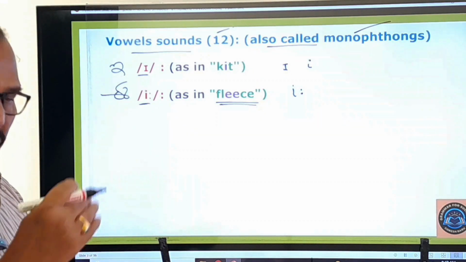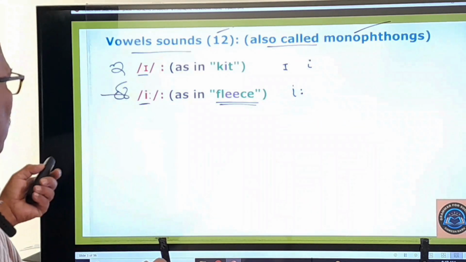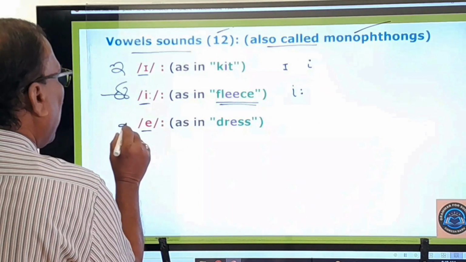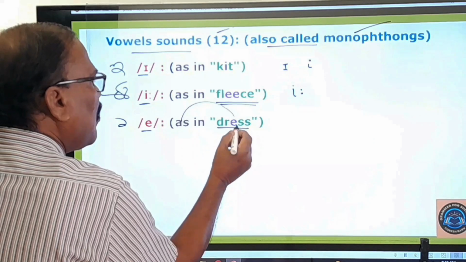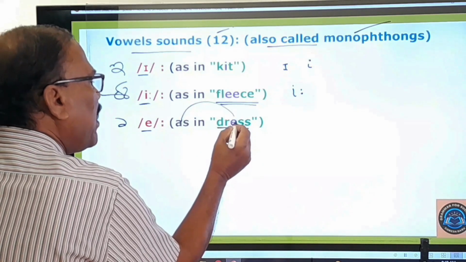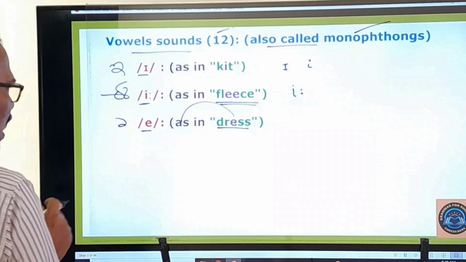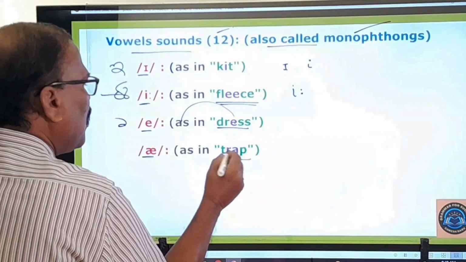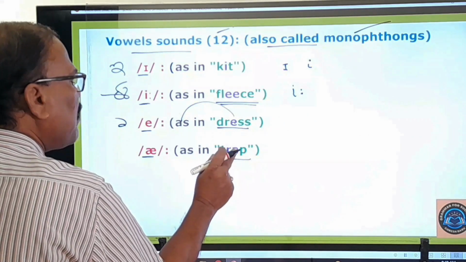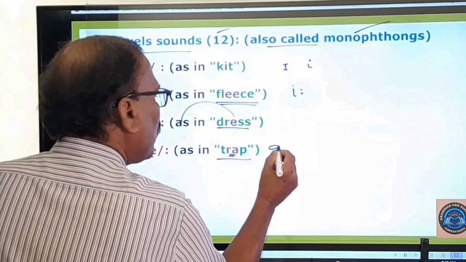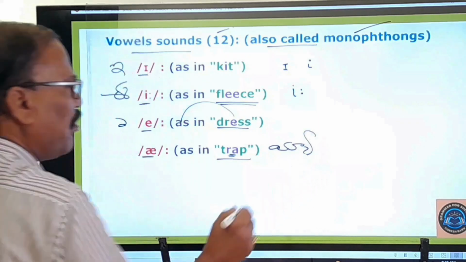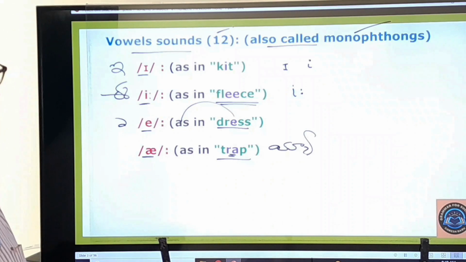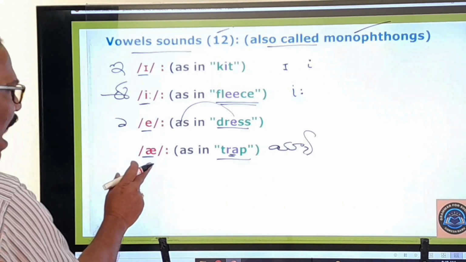See, try to write the phonetic symbols. These are all phonetic symbols. So here you pay attention. This is A. And in dress, how is this E being pronounced? It is being pronounced as A. And here, this A sound, as in trap. In trap, how are these letters being pronounced? In Telugu, I am giving you for your convenience: trap, map, rap. Something like that.